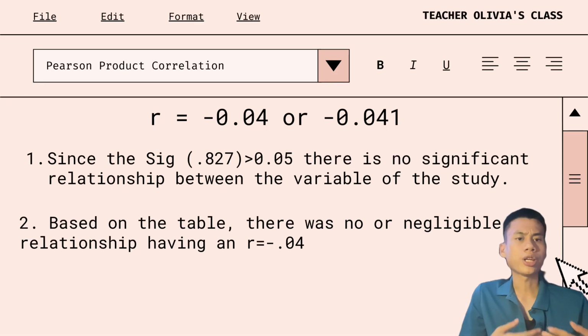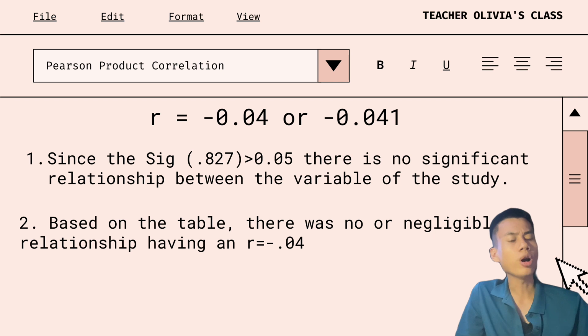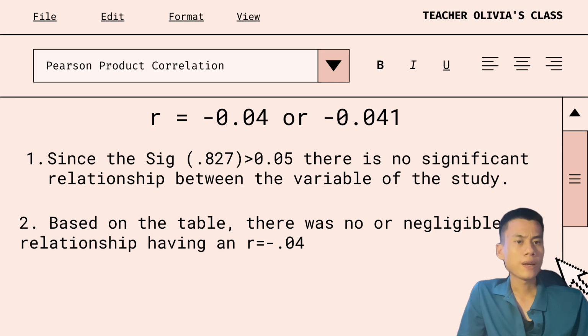Here are the interpretations of my data. Number 1. Since the significance level is 0.827, which is greater than 0.05, there is no significant relationship between the variables of the study. Number 2. Based on the table, there was no or negligible relationship, having an R equal to negative 0.04.